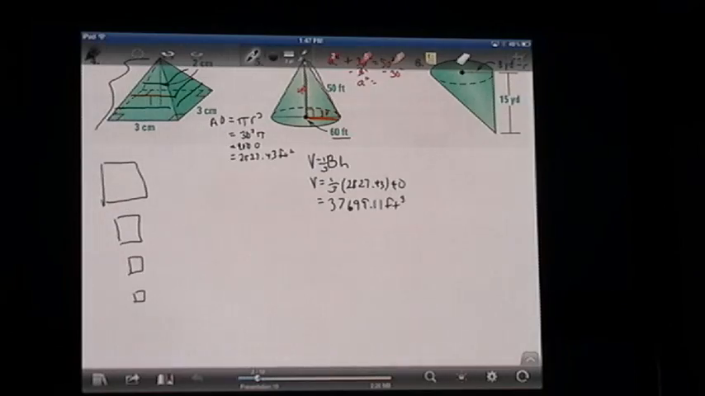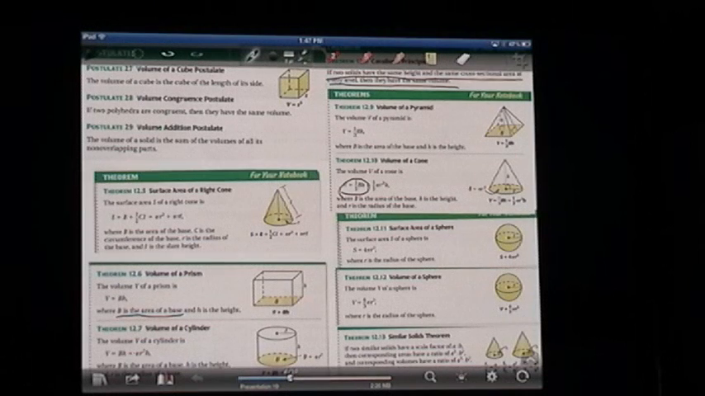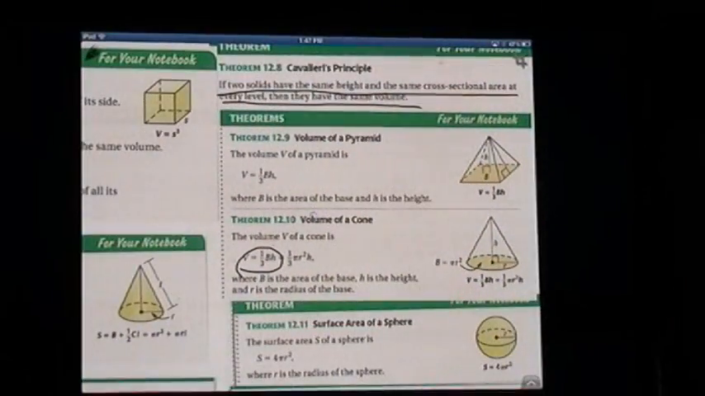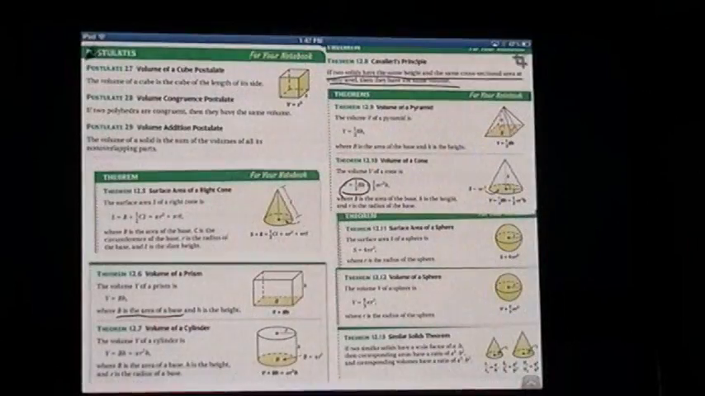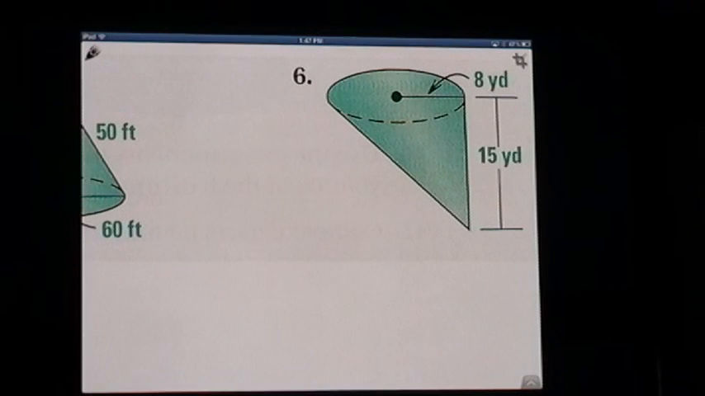Okay, looking at the last one, which is a funny slanted cone. Cavalieri's principle says if two solids have the same height and the same cross-sectional area at every level, then they're going to have the same volume. Now look over here. This cone, whether it's standing up straight or whether it's leaning, is still going to have the same size circles at every level. So we can use the same formula.